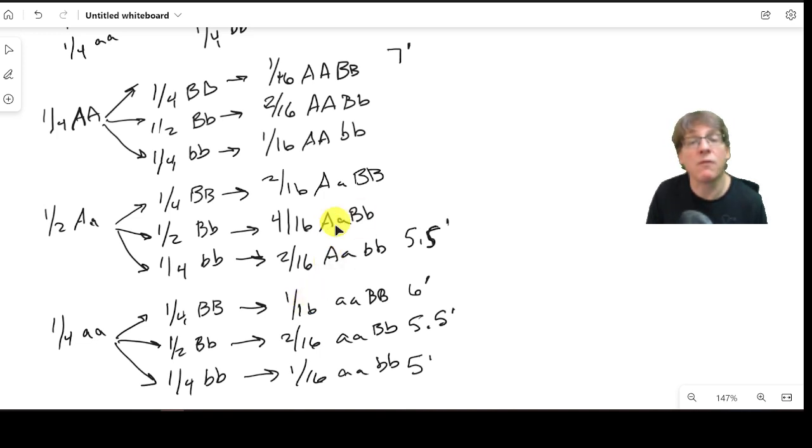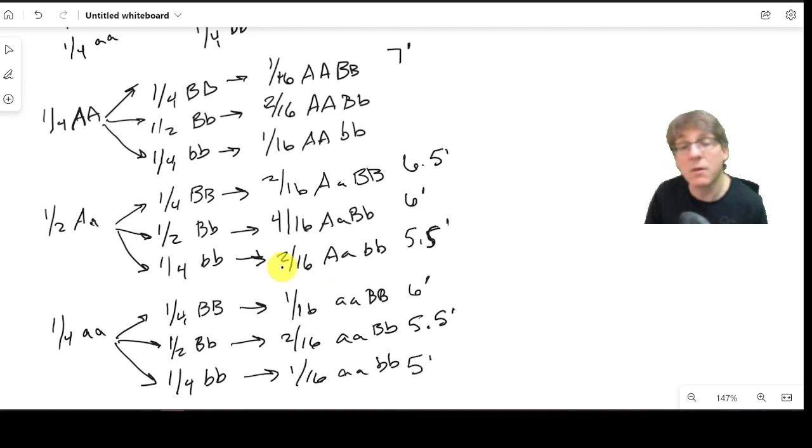Now here we have 2 additive alleles, just like we have 2 additive alleles down here. It's going to give us 6 feet. Here we have 1, 2, 3 additive alleles. For each additive allele, we're adding 6 inches. So now we're going to add 1.5 feet to our base height of 5. So now we have 6.5 feet.